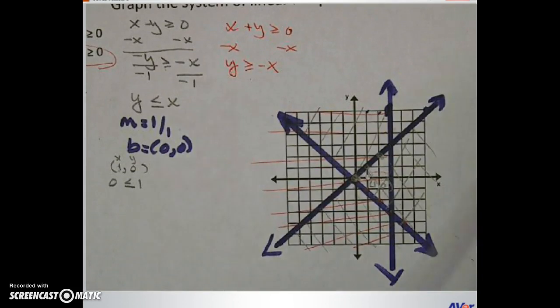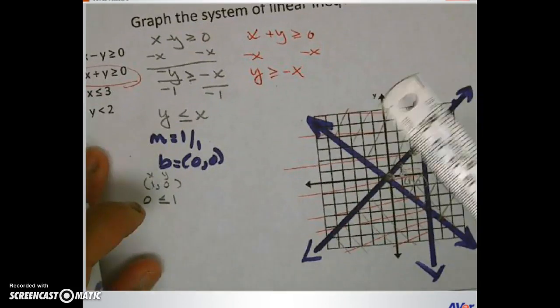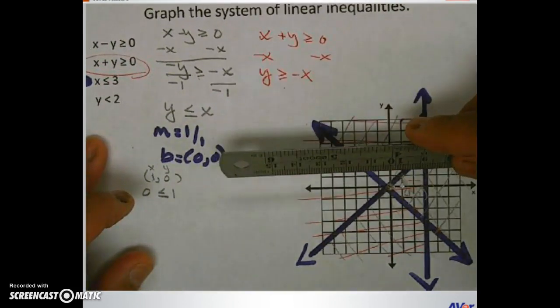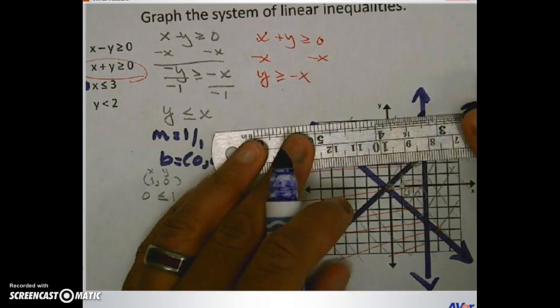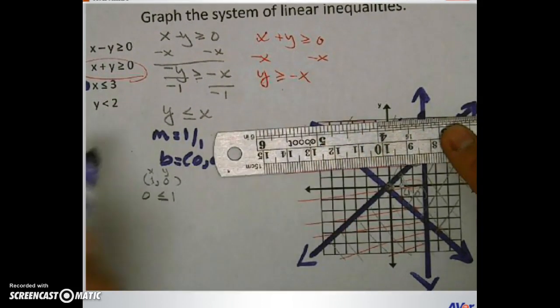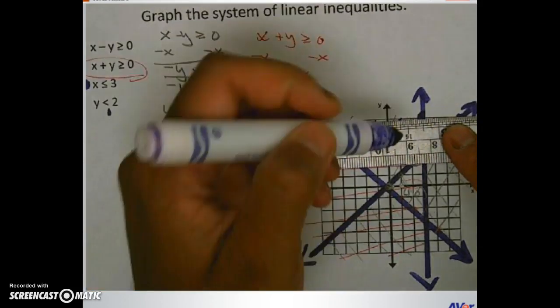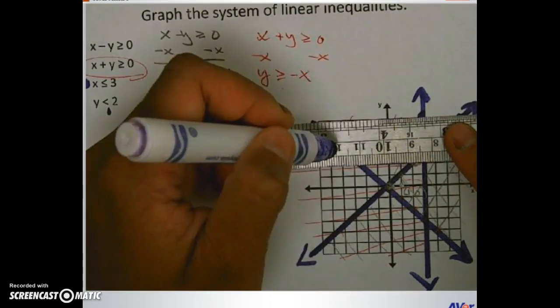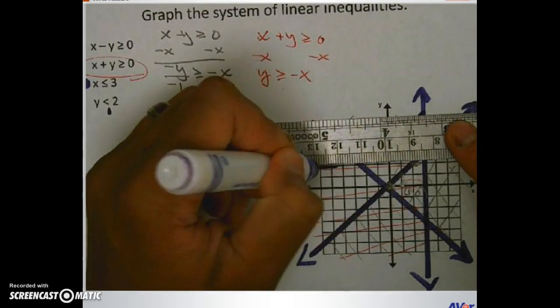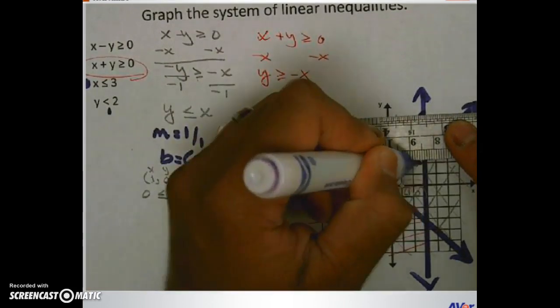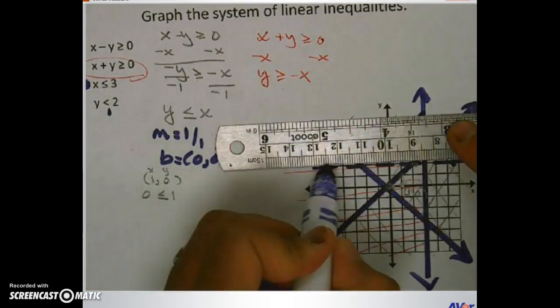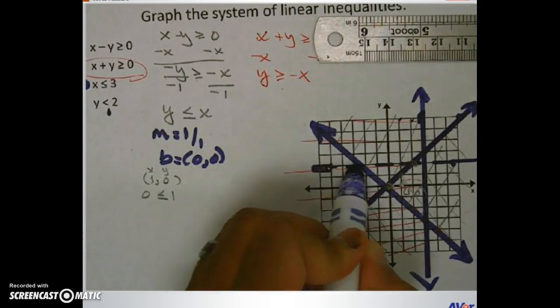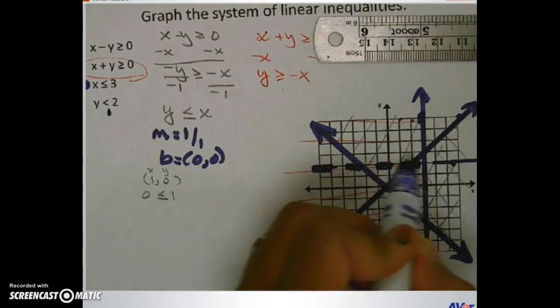And then for my last line, y is less than 2. So here's 2. It's horizontal because it's just the y. Solid or dashed? Less than, not equal to, solid. Just kidding. Dashed. Too confident. 1. There we go. I do want it to be really thick because it is super dashed. So boom.